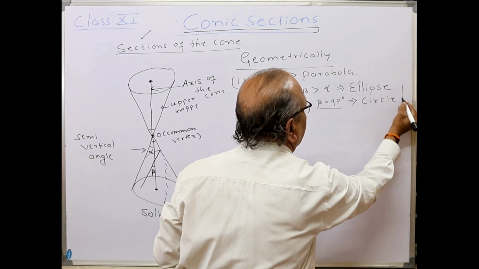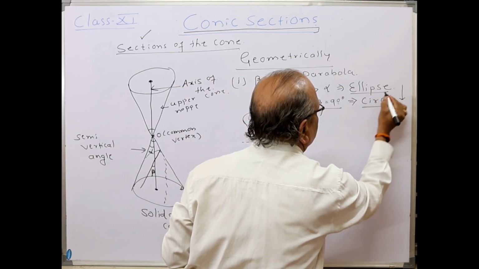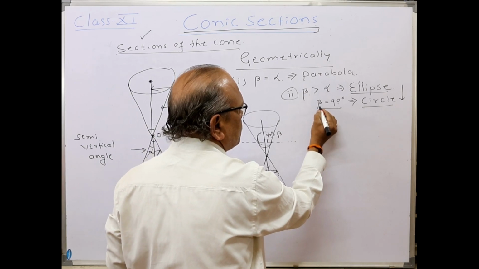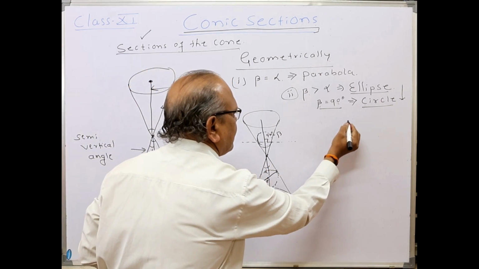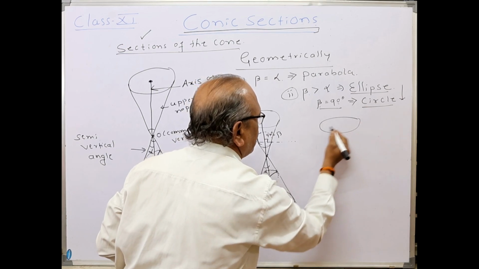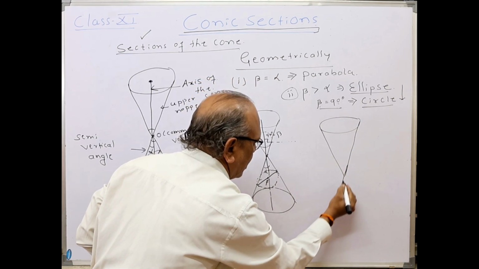That means the circle and ellipse are related. Circle is a special case of the ellipse when beta becomes equal to 90 degrees. And I will take another shape so that you cannot get confused. Another cone I will take.